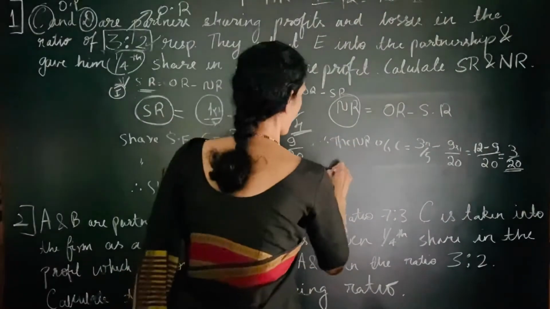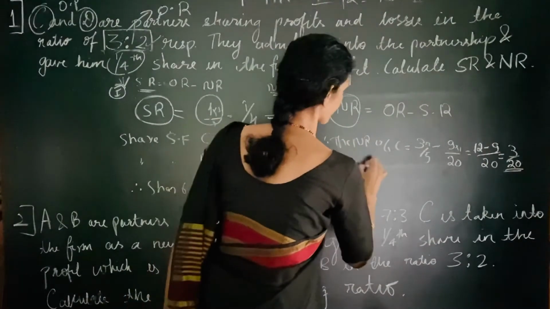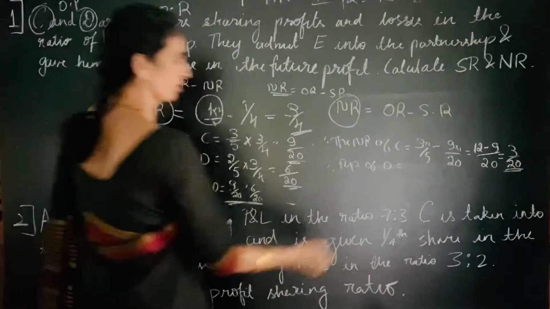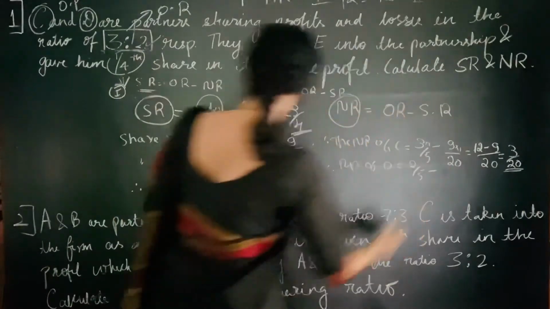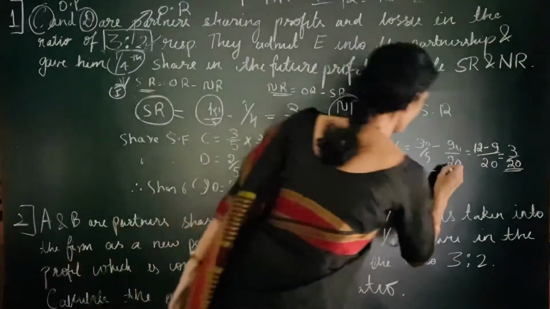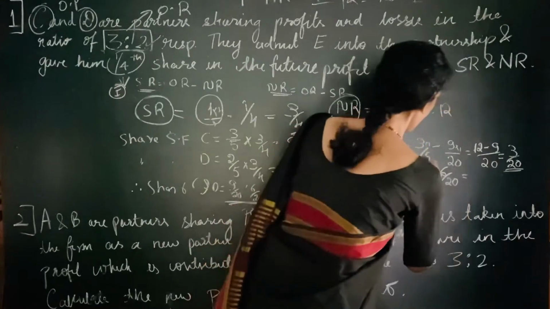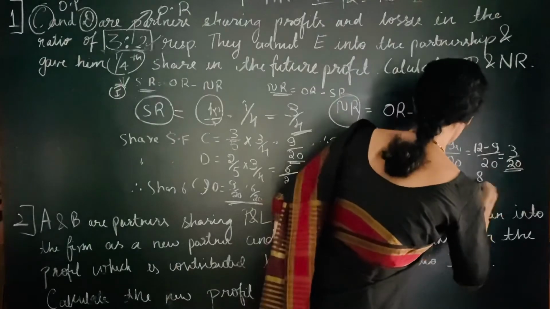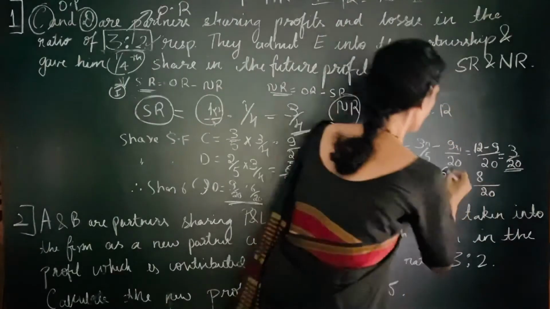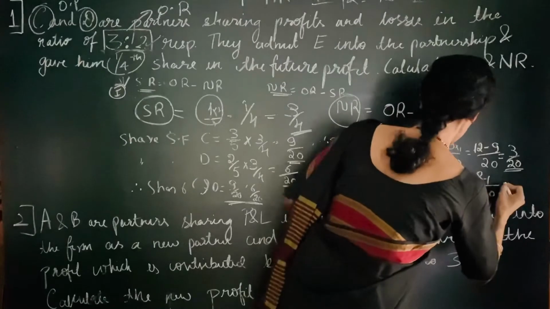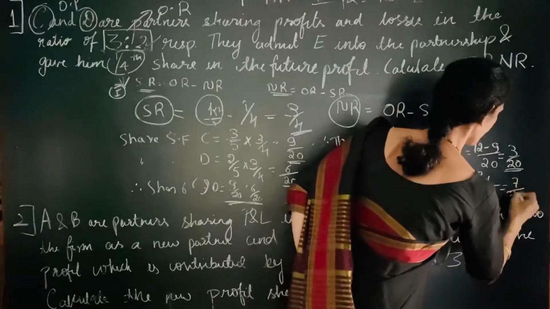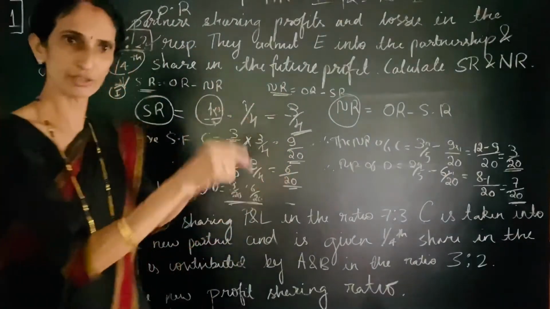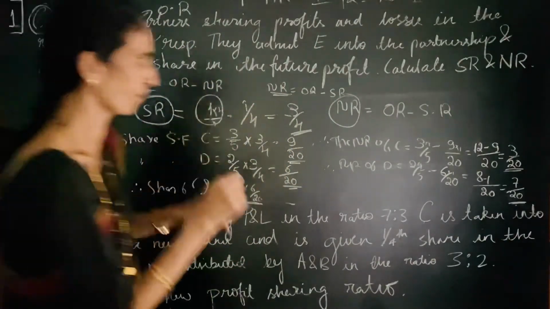Like that, we have to calculate the new ratio of D. D's new ratio means his old ratio, that is 2 by 5, minus the share sacrificed by him, 6 by 20. Once again, here we have to multiply by 4. So 4 into 2 is 8, common denominator is 20. Here it is 8 minus 1, so it is 7 by 20. So this is the new ratio, and we have to calculate the new ratio for the new partner also.